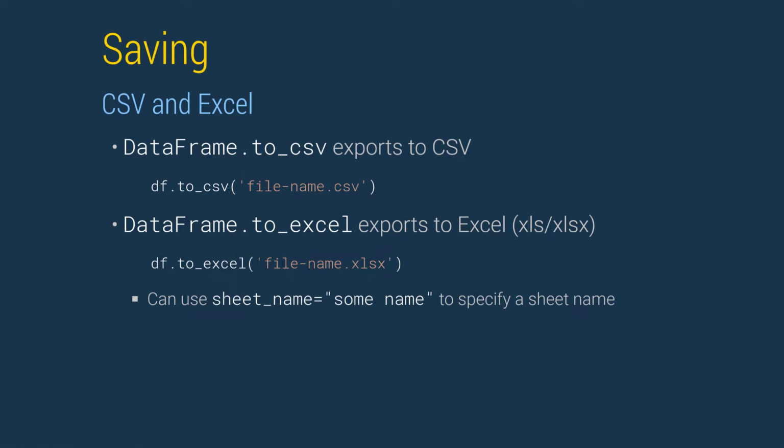Exporting to CSV and Excel are nearly identical. Both are accessed using methods that follow the pattern to_format, where format is CSV or Excel. The only required argument is the file name. While both support a wide range of options to customize the exported file, the only notable option is sheet_name, which lets the Excel sheet name be specified.